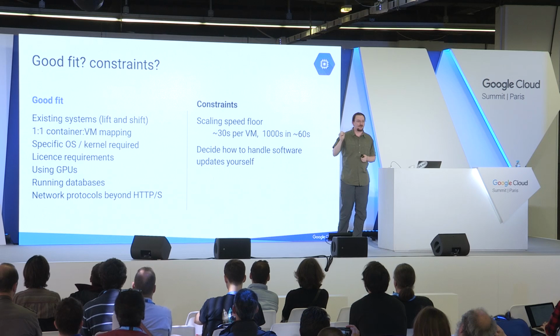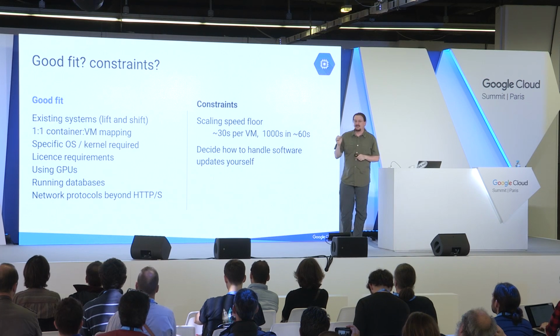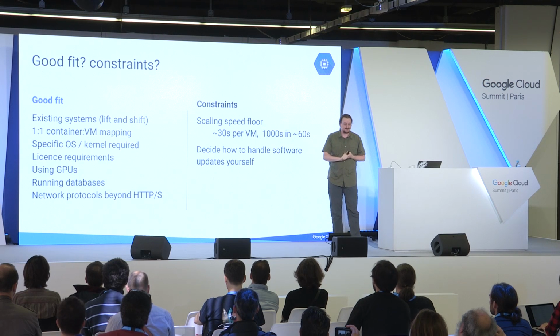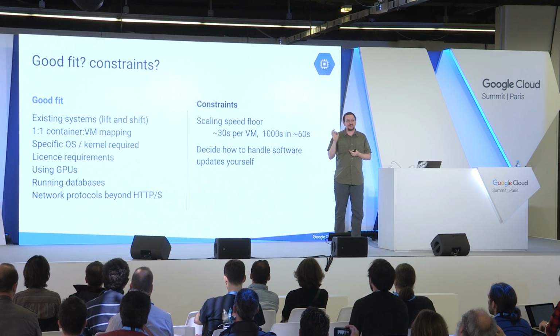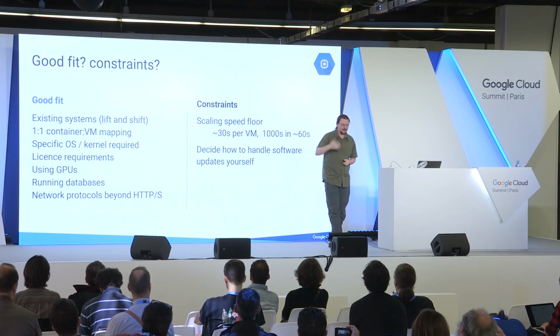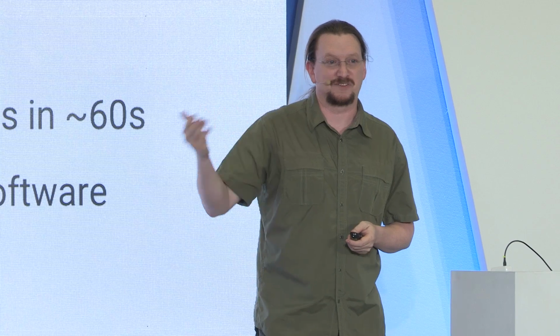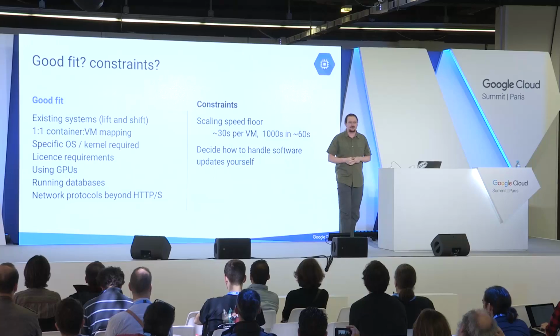This container optimized VM, if you want to just run one image, one Docker image, it's very handy. If you need a very specific kernel or very specific operating system, you may have license requirements that push you, like you're only allowed to run, say, 4 CPUs for the licensing in the same machine. So you can use that. It's handy for running databases, and if you need very specific network protocols, we'll see some of the other options only run HTTP, HTTPS.